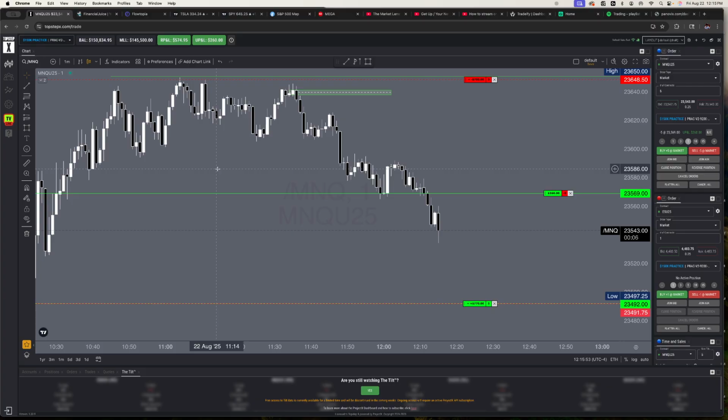I could have held through this inverse fair value gap because I would have seen, okay, yep, we got changes to delivery, we got market structure shift here, we do have an SMT at the top, and that SMT would have given me the courage to kind of hold through this.